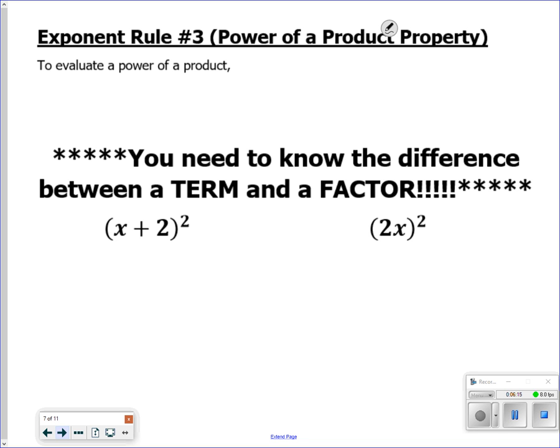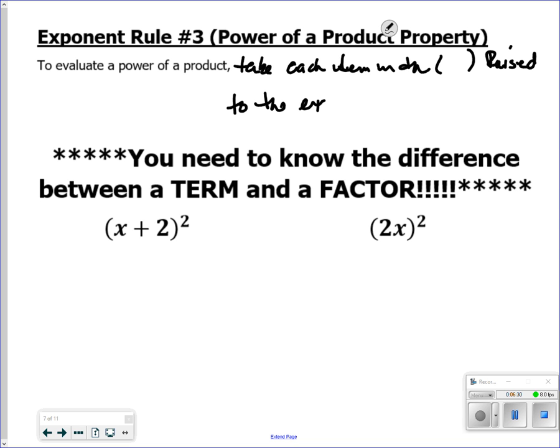Now, for right now, everything that's in the parentheses is going to be a binomial. We'll talk about later what happens if what's in the parentheses is a binomial or a trinomial or something like that. So, to evaluate the power of a product, take each item in the parentheses raised to the exponent.